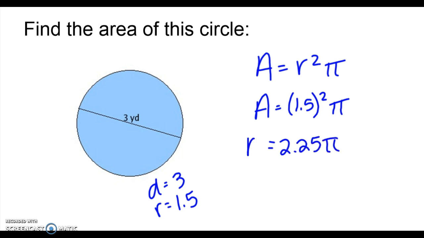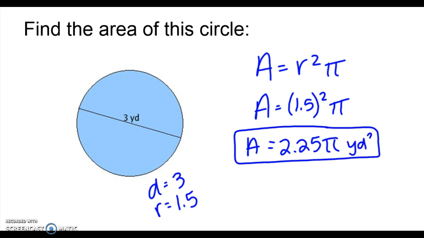Now I have 1.5 for the radius, and when I square 1.5, I end up with 2.25 pi. Now this would be leaving it in terms of pi, yards squared. Or if you are going to put it to the nearest hundredth, the rounded answer would be 7.07 yards squared. So either way, if you leave it in terms of pi or you round it, make sure you read the directions.